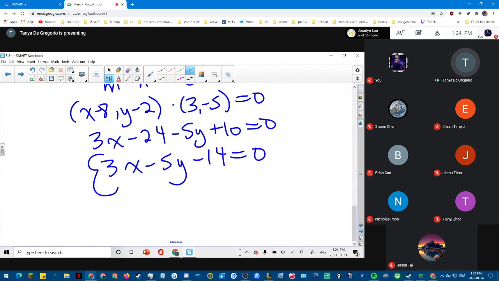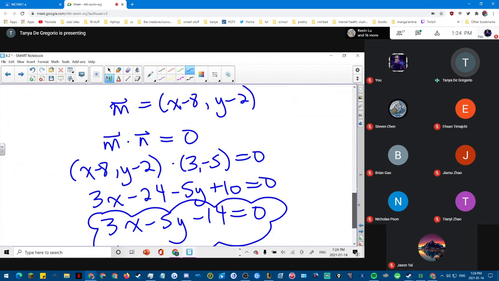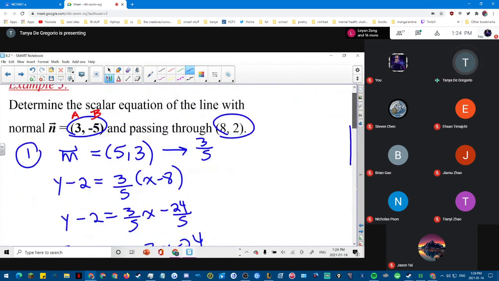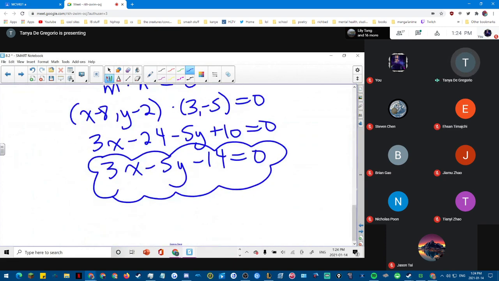Okay, so 3 different ways to do this. Okay. And you could do it this way in 3 space as well. You just can't do it the first way. Okay, are there any questions? Okay.